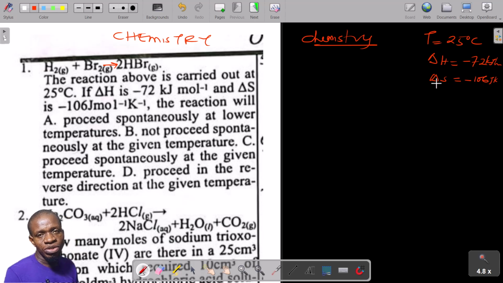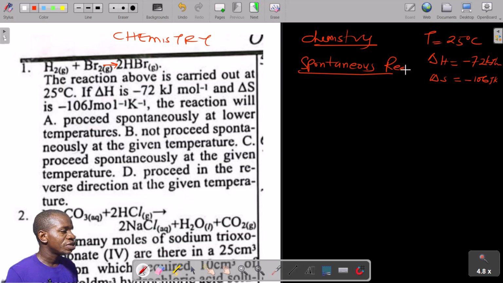Now, for us to know whether the reaction is spontaneous or non-spontaneous, these are the conditions that you need to know. Before I explain about a spontaneous reaction, let me take your mind a little bit back to what you call the Gibbs free energy. Gibbs free energy is given as delta G is equals delta H minus T delta S.